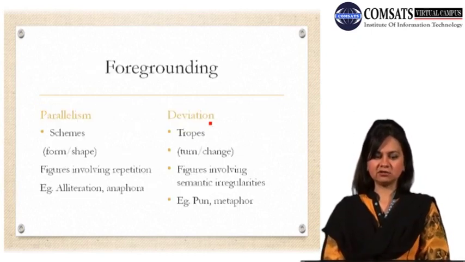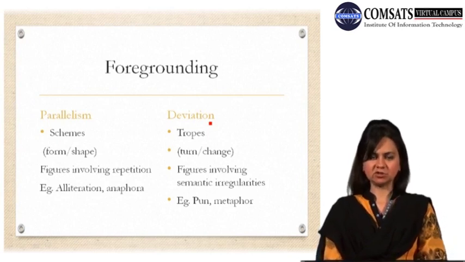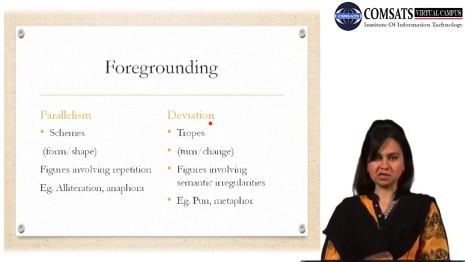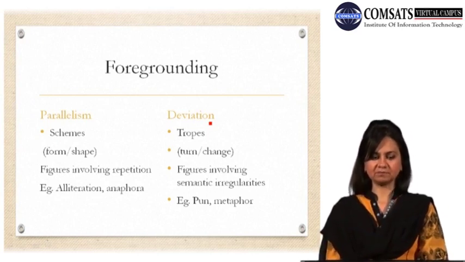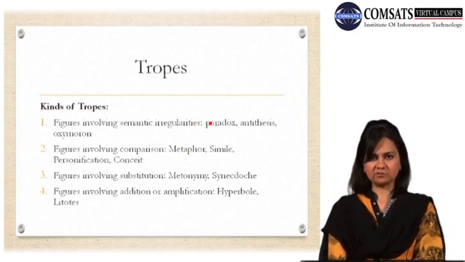Then in the study of foregrounding, we looked at the examples of alliteration and anaphora for the study of parallelism, and they come into schemes. And pun and metaphor might be the examples which come into disruption of the meaning, change of the meaning, which might be referred to as deviation. And then, looking at the kinds of tropes, apart from the kinds of schemes which were figures of repetition of sound and figures of repetition of words, we came to tropes which change meaning.